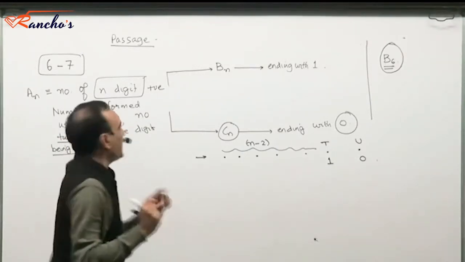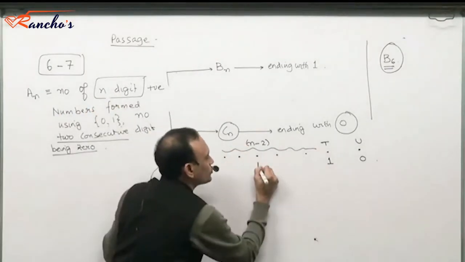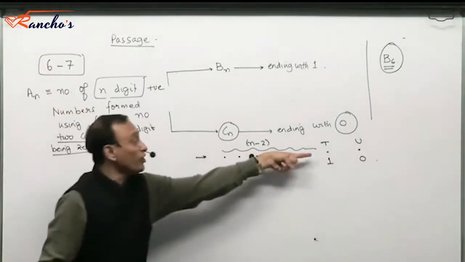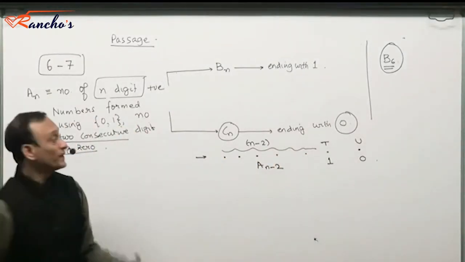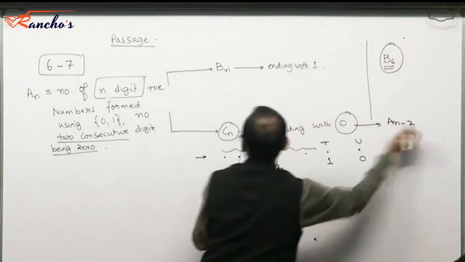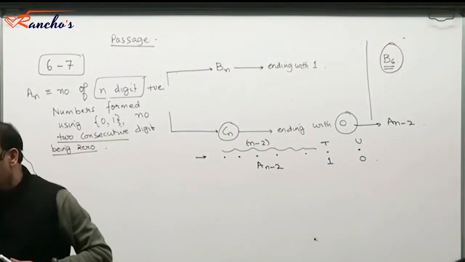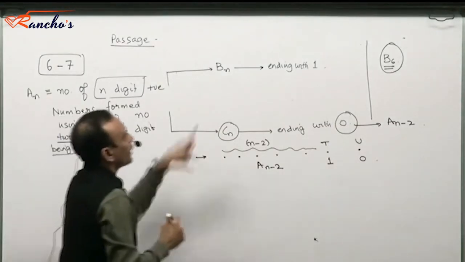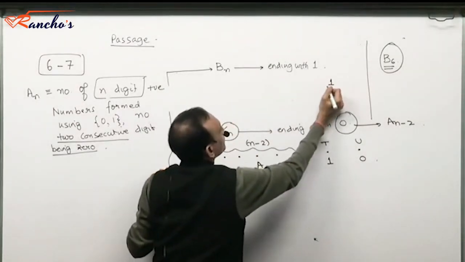Now, if AN is the count for n digits, then for n minus 2 digits, the count must be A(n minus 2). Yes or no? That means this CN must be A(n minus 2). AN is the count for n digits. An equivalent count for n minus 2 digits would be A(n minus 2) with the same property, right? Good. Now BN. A member of BN starts with 1, right?